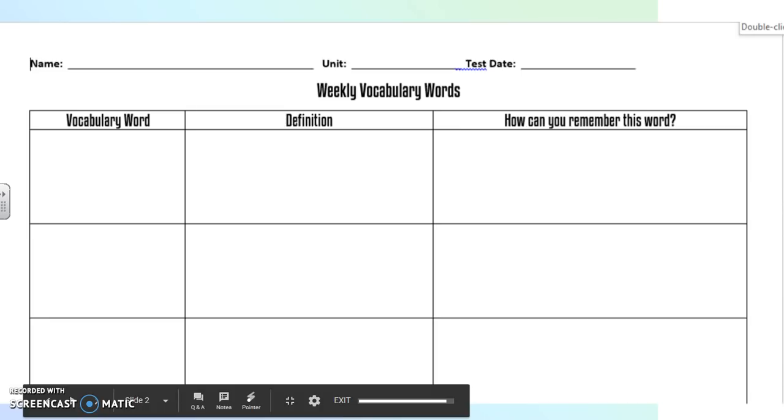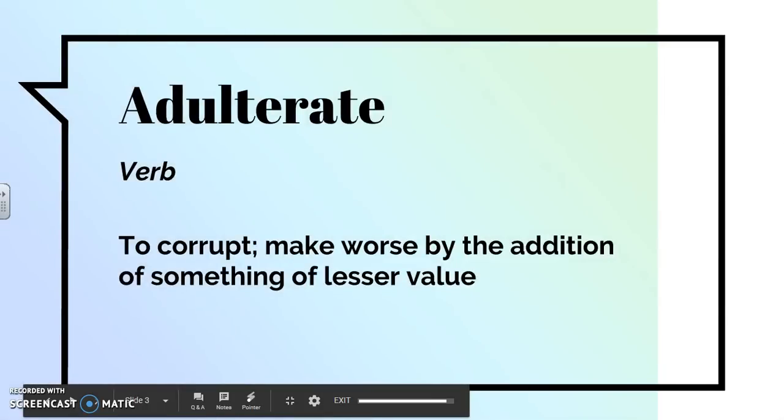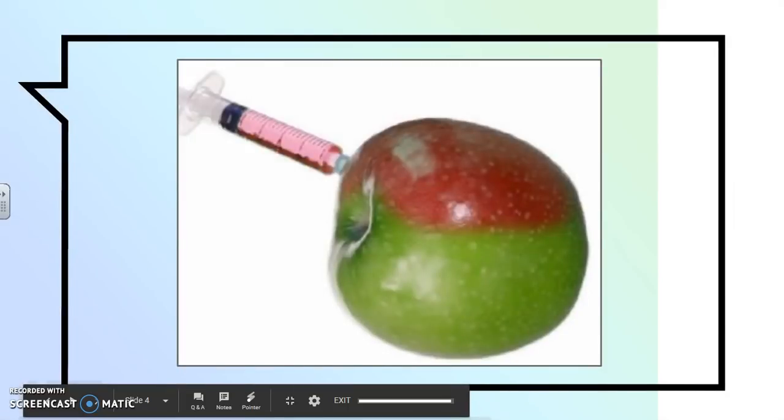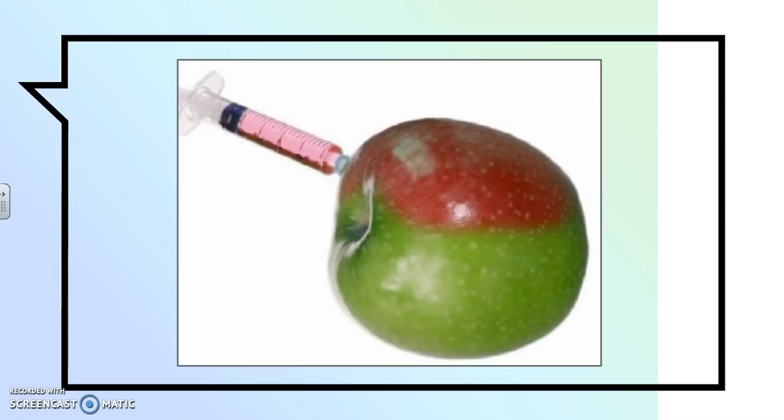So here are your words for this week. The first word is adulterate. It's a verb and it means to corrupt, to make worse by the addition of something of lesser value. Here's a picture example of that. This apple is being adulterated with chemicals in order to change its color. It is given something of lesser value than the nutritional value that an apple already has. Adulterate.